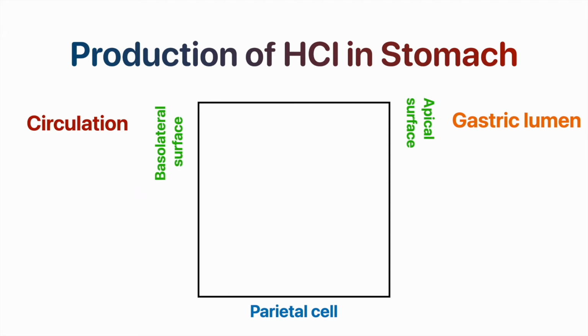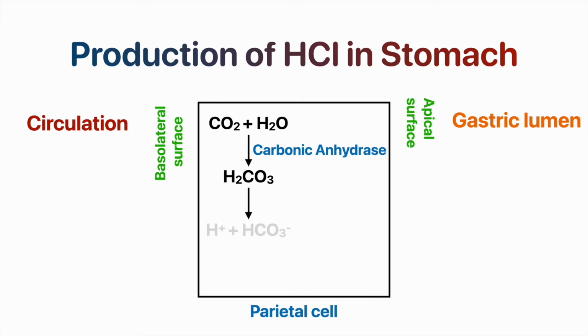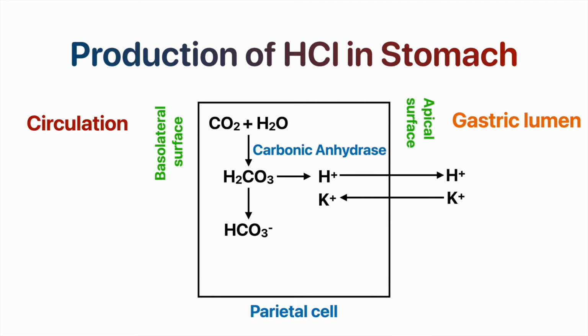Every living cell performs metabolism. As a result of cellular metabolism, carbon dioxide is produced inside the parietal cell. Carbon dioxide then reacts with water in presence of carbonic anhydrase enzyme to form carbonic acid. Carbonic acid then gets dissociated into H+ ion and HCO3- ion. The H+ ion now comes out of the parietal cell into the gastric lumen. And to maintain the electrical neutrality of the cell, potassium ion is transported inside the cell.